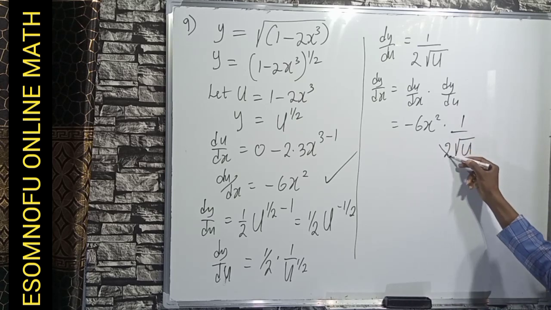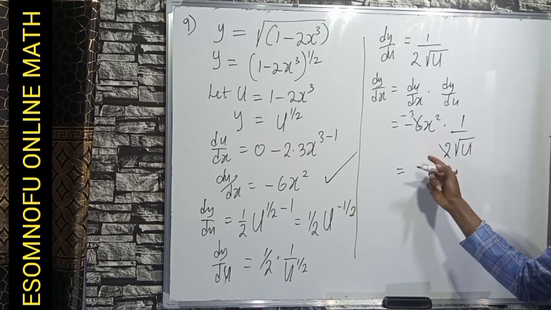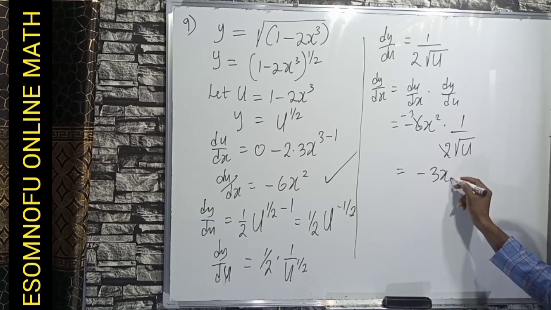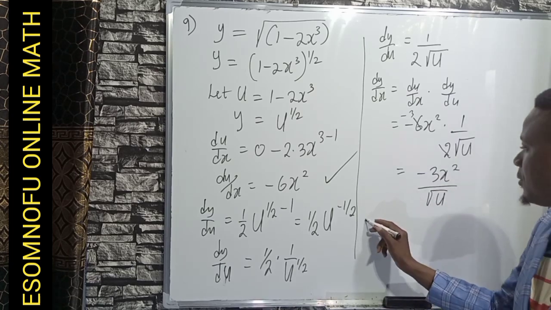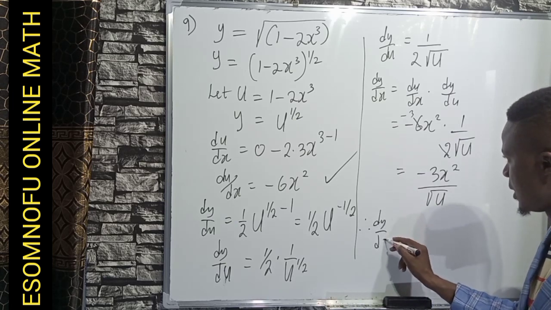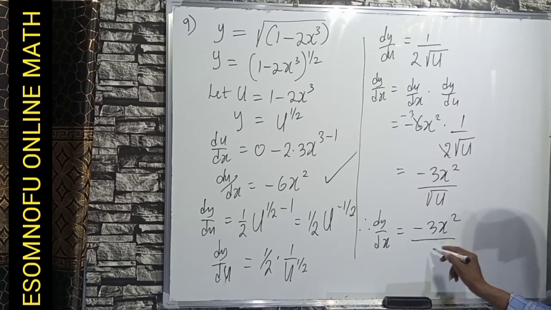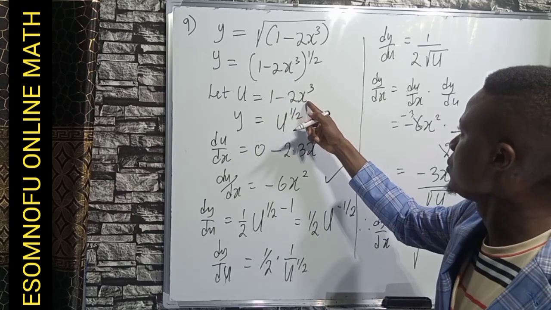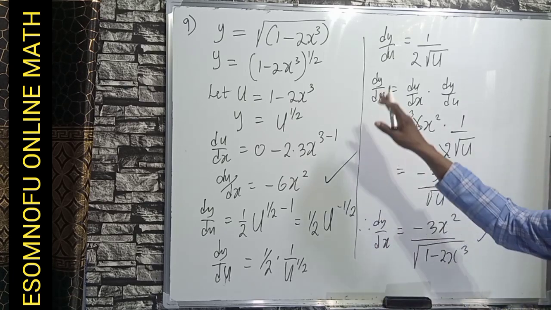So without wasting time, this can cancel out to have negative 3. So we are having it as minus 3x squared all over root u. Therefore, dy over dx will now be minus 3x squared over root. When you see u, you should know in the beginning that u is 1 minus 2x cubed. So we shall have 1 minus 2x cubed. And this is the derivative of this particular function.